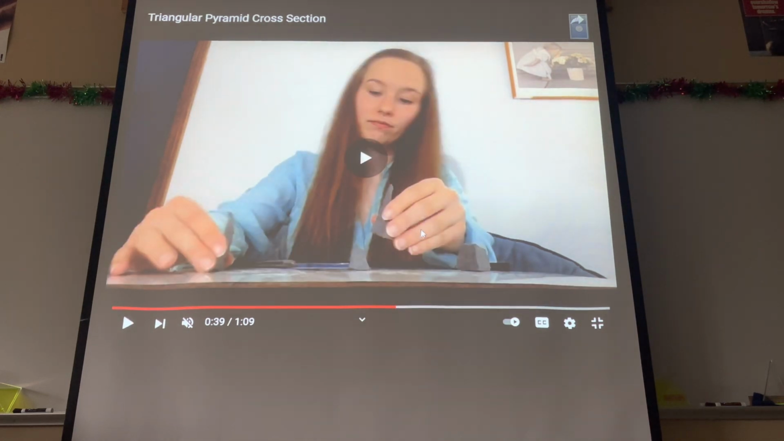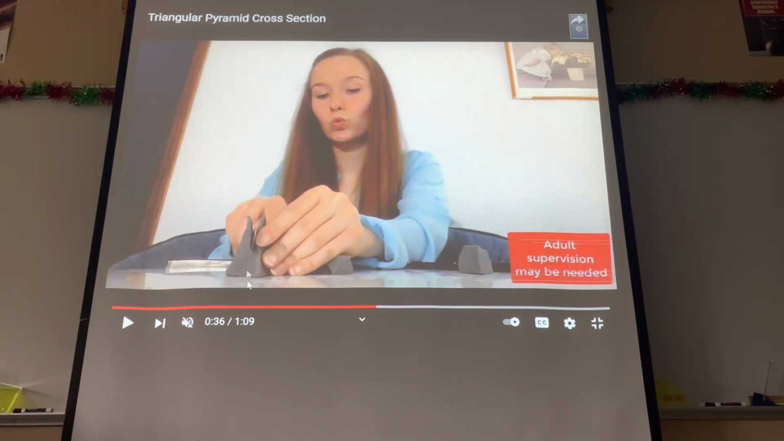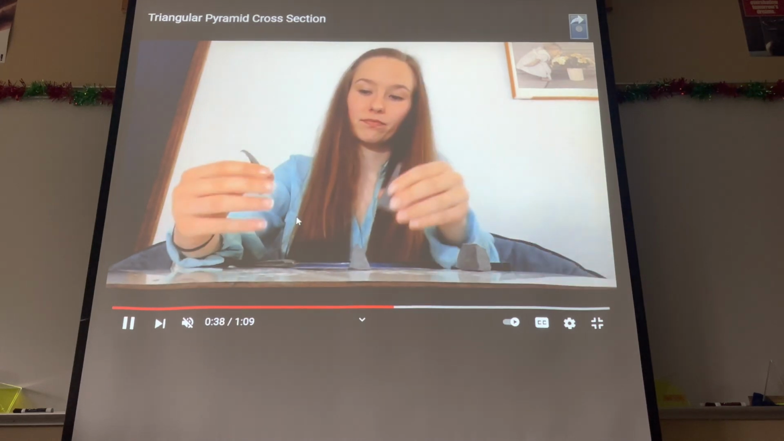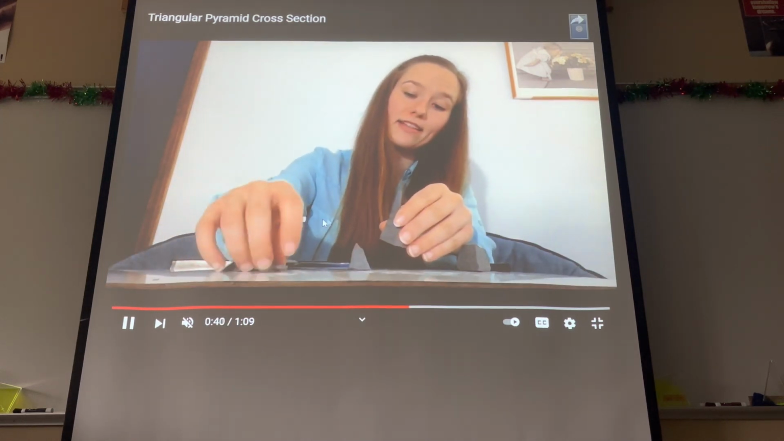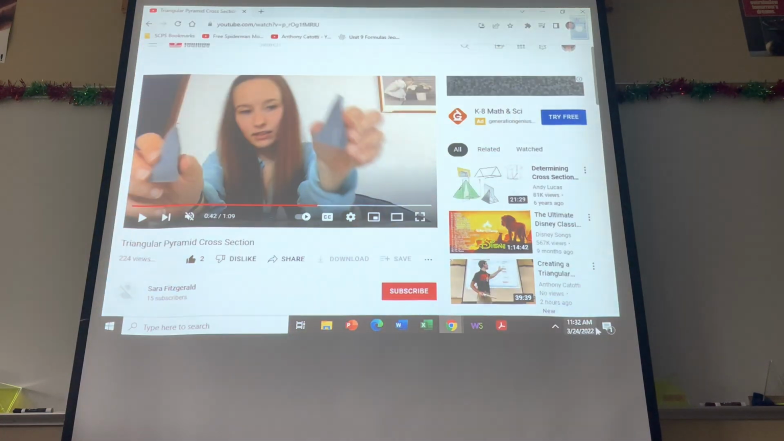Now, guys, she's going to take her knife and cut it vertically. She's taking that triangular pyramid and cutting it with a vertical plane, a vertical cross section. And we end up seeing that the cross section is a triangle again. It's a different shape of triangle, but it is indeed still just a triangle.